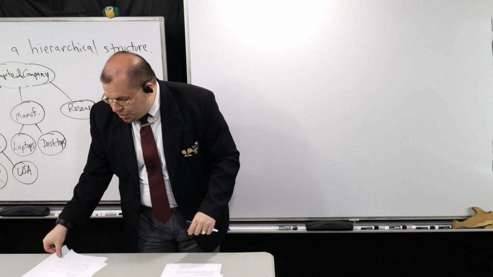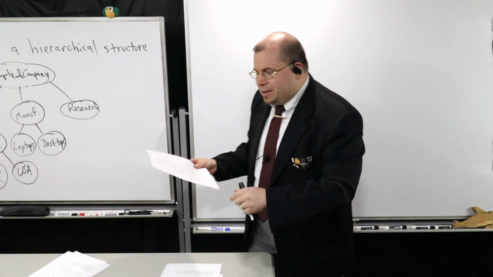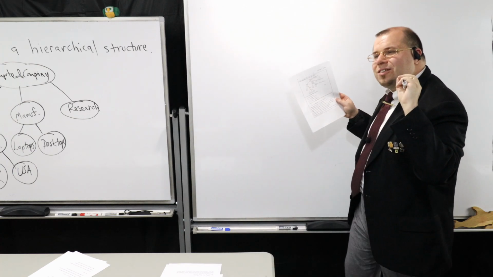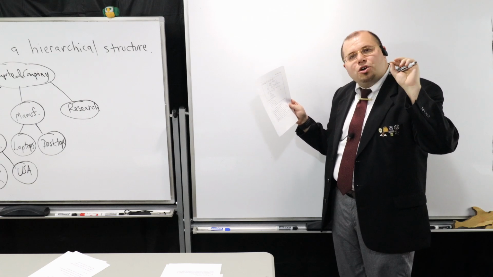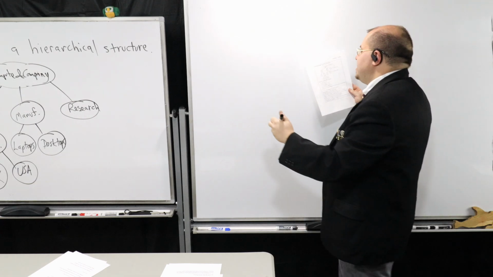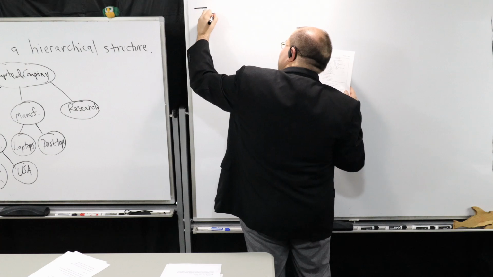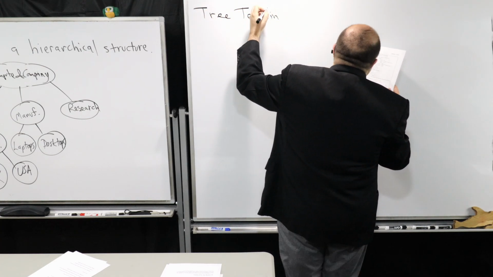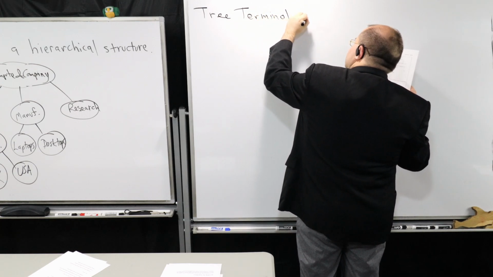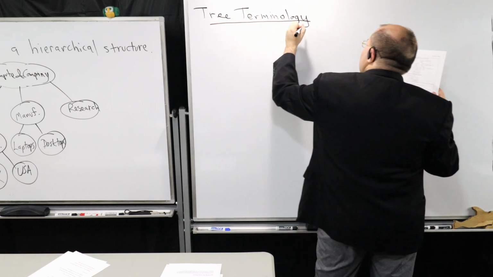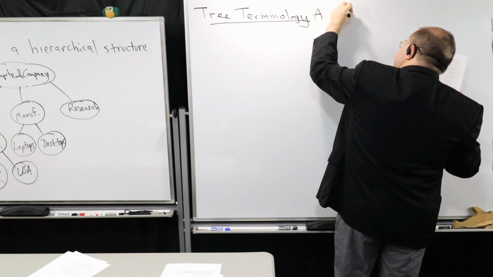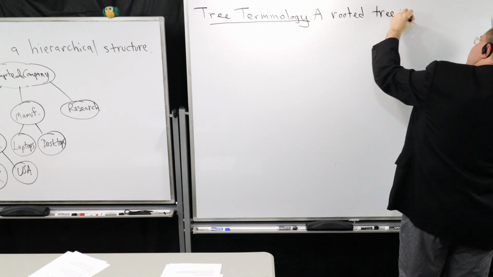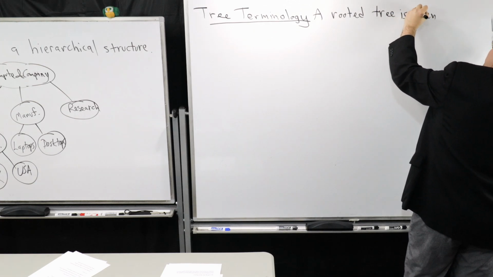So, I'm going to draw out a tree for you. I'm just going to label it with some letters. But I'm going to start off by pointing out that we're going to focus on a specific kind of tree called rooted trees. You'll see why I call them that in a moment. Terminology. A rooted tree is given below. So I'm just going to draw you a picture.